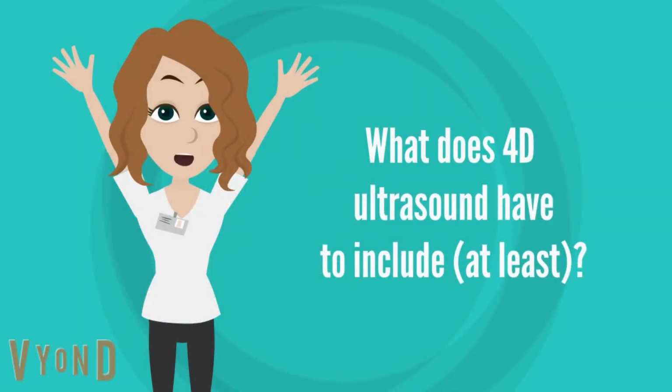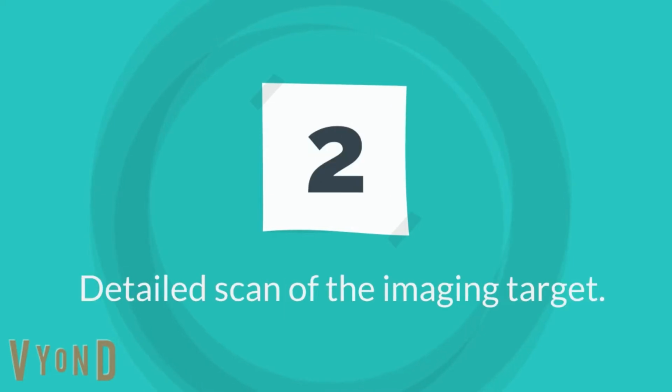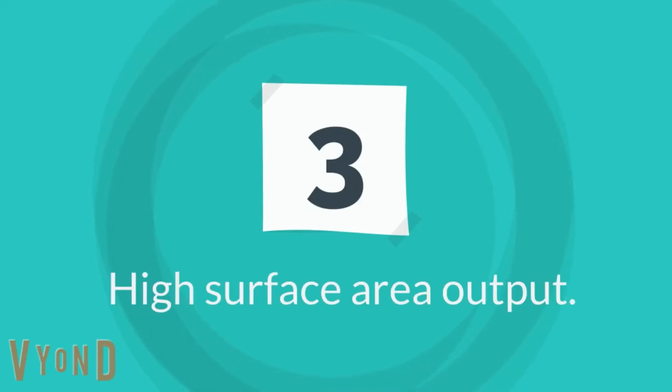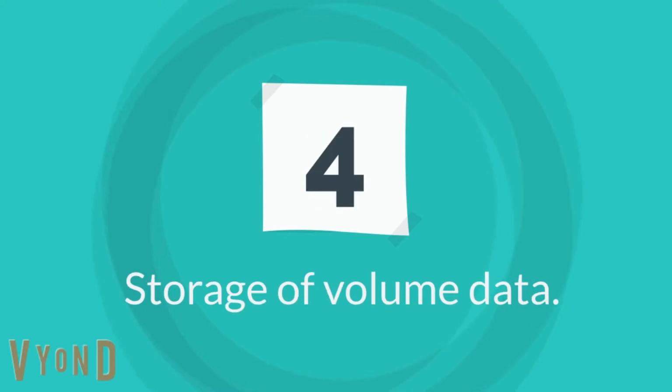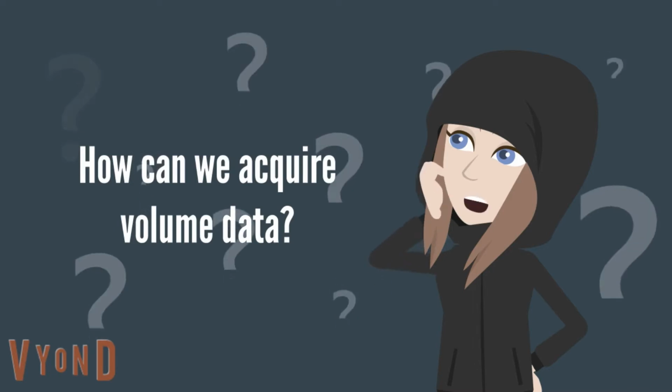Then, what does 4D ultrasound have to include? 1. Conventional echography. 2. Detailed scan of the imaging target. 3. High surface area output. 4. Storage of volume data. But, how can we acquire volume data?